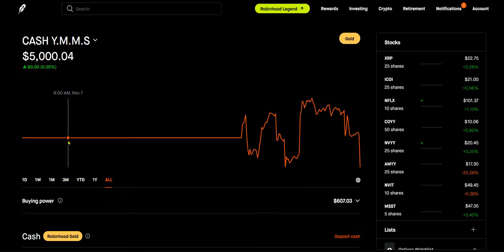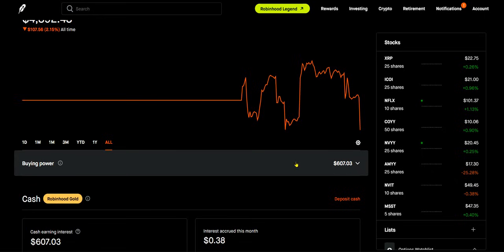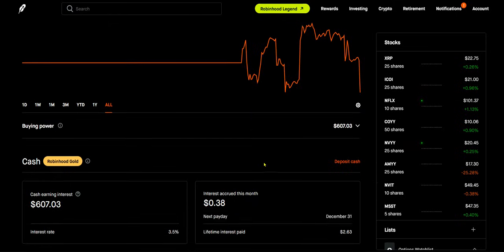All right, so we started with 5,000 in this account, 4,004 cents. Went up $82, came down, and here's our lowest value in the account. Anyway, we got buying power of $607.03. I believe it was around $500, but we got dividends, and so that increased that position.